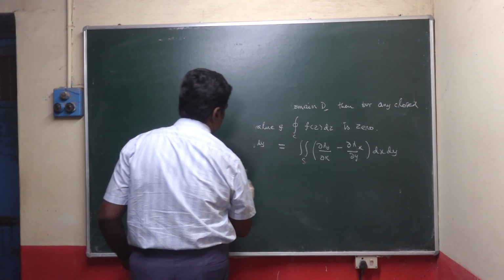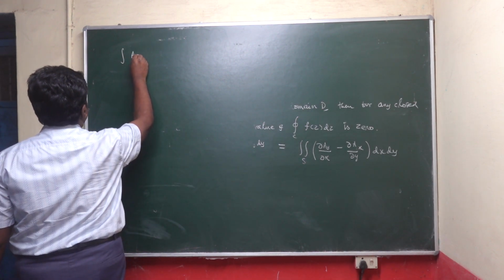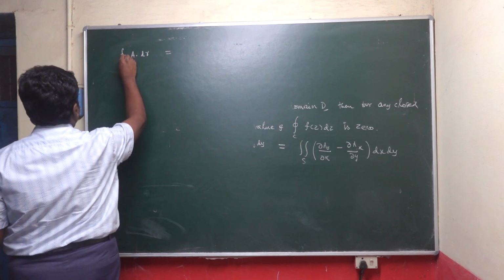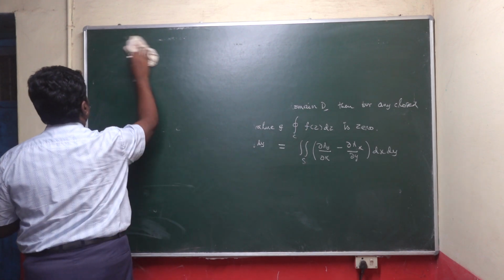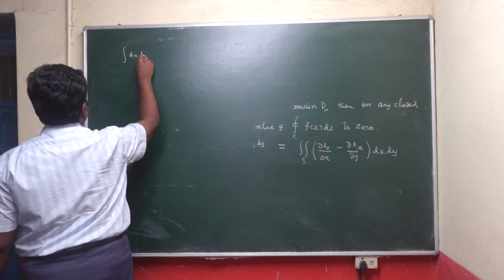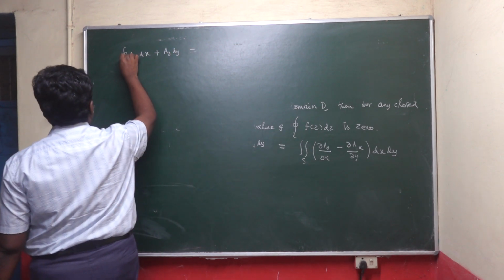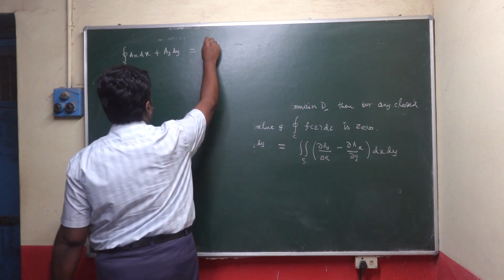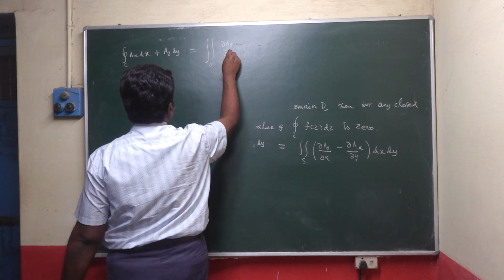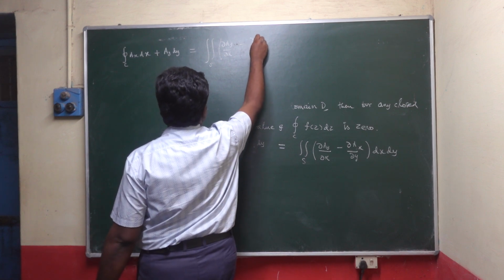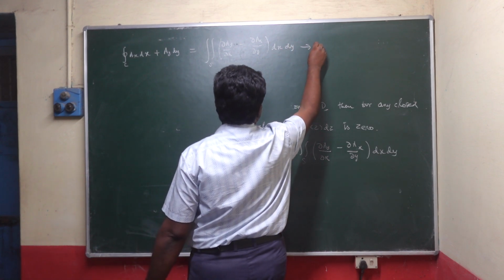The equation 1 is here A dot dr, which is equal to integral Ax dx plus Ay dy over contour C, which is equal to, write on this, the surface integral dou Ay by dou x minus dou Ax by dou y into dx dy. This is equation 1.